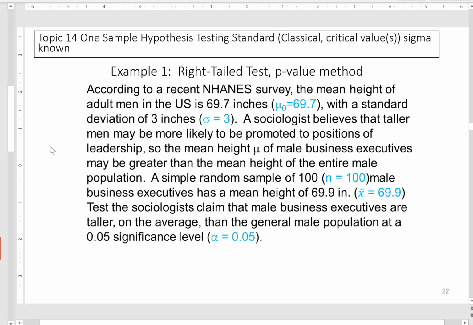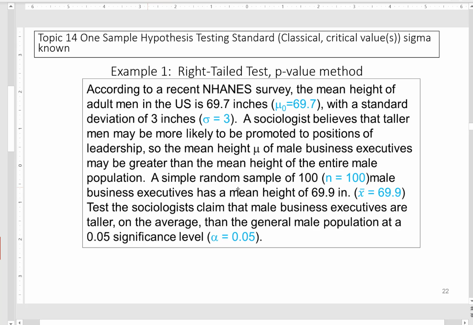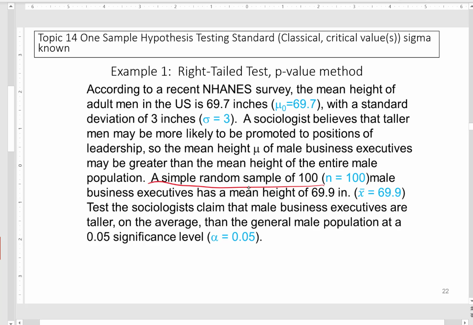We want to test the sociologist's claim that the male business execs are taller on average than the general male population. Well, having a random sample of 100, first of all, tells me that my conditions are met for this hypothesis test, because I can invoke the central limit theorem and my sampling distribution is approximately normal. So, of course, we always assume that conditions 1 and 2 are met: that my sample was obtained from a simple random sample or a randomized experiment, and my sample size is small compared to my complete population.